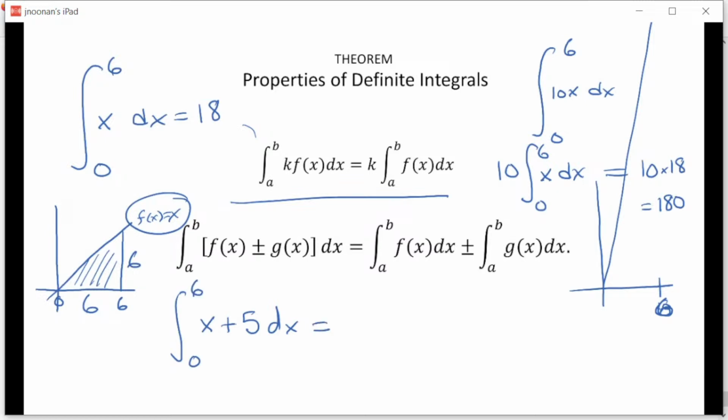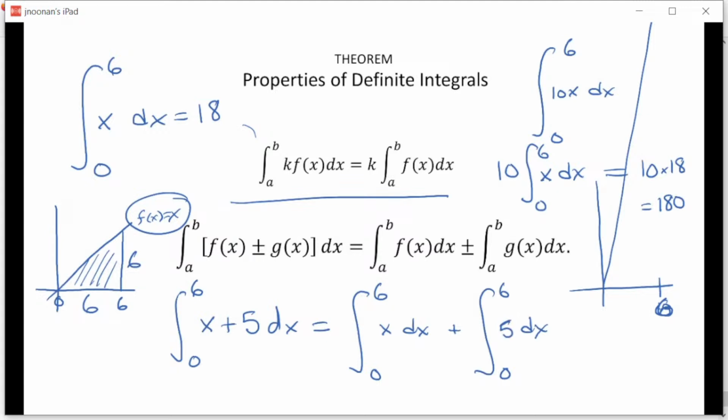And if you've already done the work, I know this one's easy. You could draw this and do it geometrically. But if you've already done the work for the x here, you can separate that out. That's all this says, is that you can take this and you can write it like this. The integral from 0 to 6 of x dx plus the integral from 0 to 6 of 5 dx.